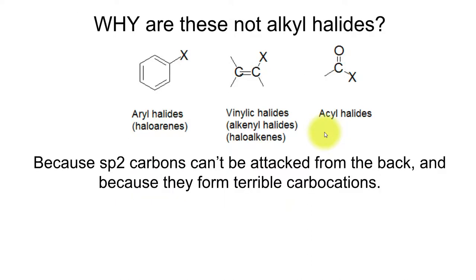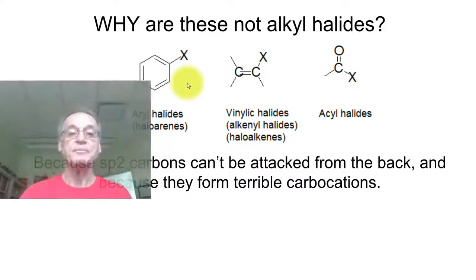So why are these not alkyl halides? Again, because they cannot undergo those two processes I mentioned before. They can't be attacked from the back, so they can't do the first of the two processes. And they also form terrible carbocations, so they can't just lose the halogen to form a positive charge. Again, a lot more detail about those later.